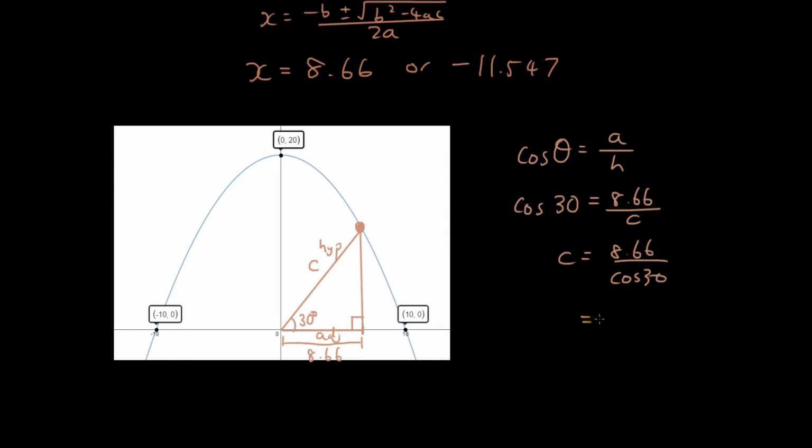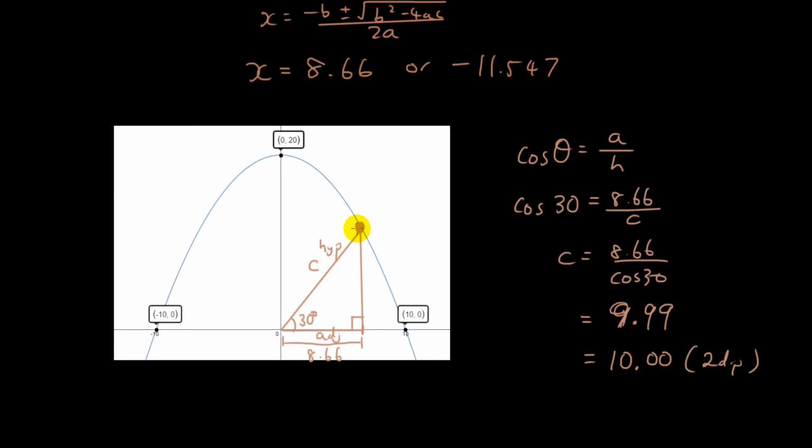And then we'll actually get 9.99, so I'm just going to round it up to 10.00 to 2 decimal places. Okay, so C is 10.00.